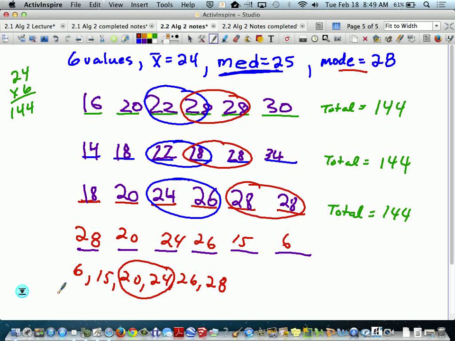Alright, so if you look down there, the assignment, it's a little bigger because remember this is 2.1 and 2.2 combined, but with the calculator work, things go a little bit faster, so you should be able to get it done.